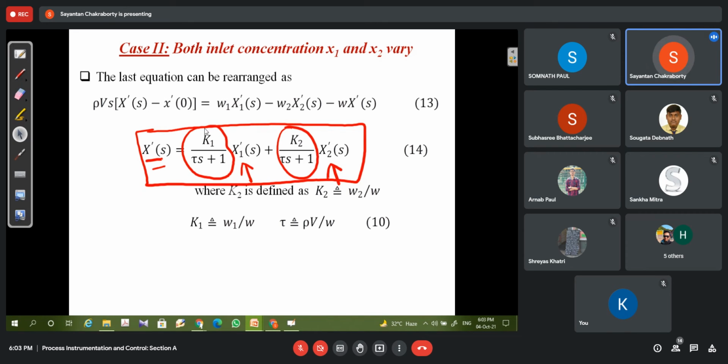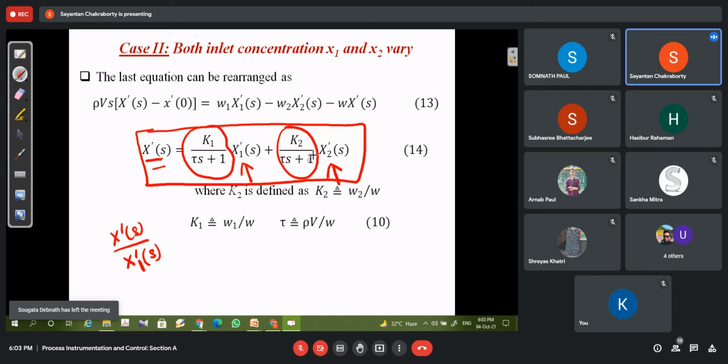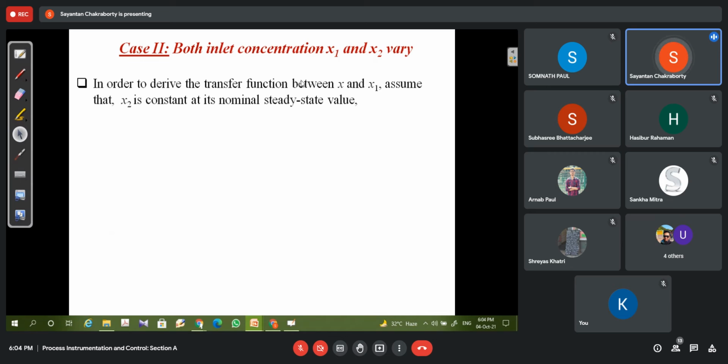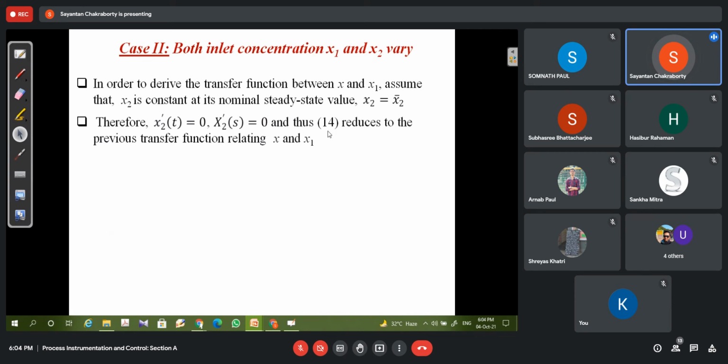Interestingly, if you see, this is somewhat analogous to the transfer function that we already obtained for the first case, and this is somehow similar with a different gain. This k2 is w2 by w, and k1 is w1 by w. So there will be a certain relationship between these situations. Now, how can that be established? Let us see. This looks very familiar. So, in order to derive the transfer function between x and x1, what do we assume? We assumed x2 to be constant at the nominal steady state value. So we arrived at this transfer function.